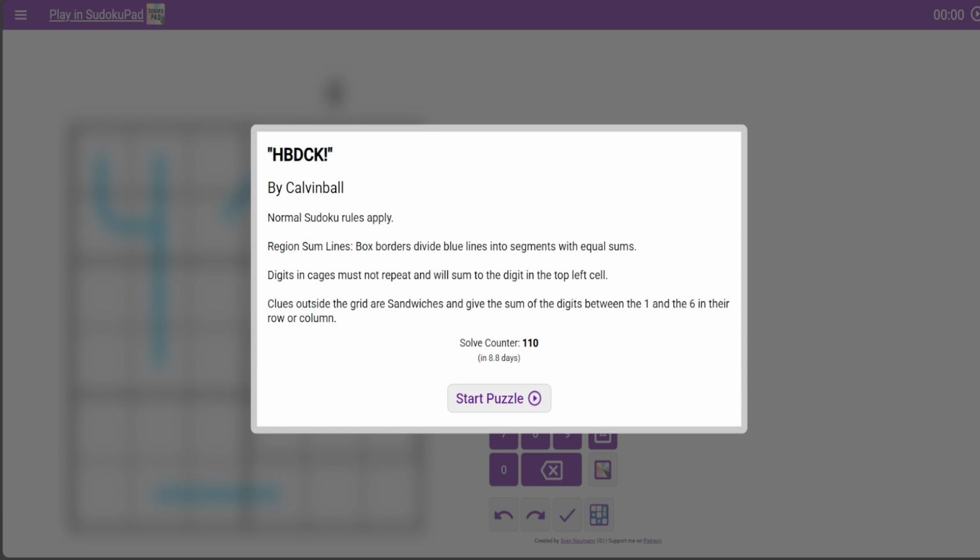So we have the rules up here. Normal Sudoku rules apply. The region sum lines, box borders divide blue lines into segments with equal sums. Digits in cages must not repeat and will sum to the digit in the top left cell. Clues outside the grid are sandwiches and give the sum of the digits between the 1 and the 6 in their row or column. Okay, let's get started.